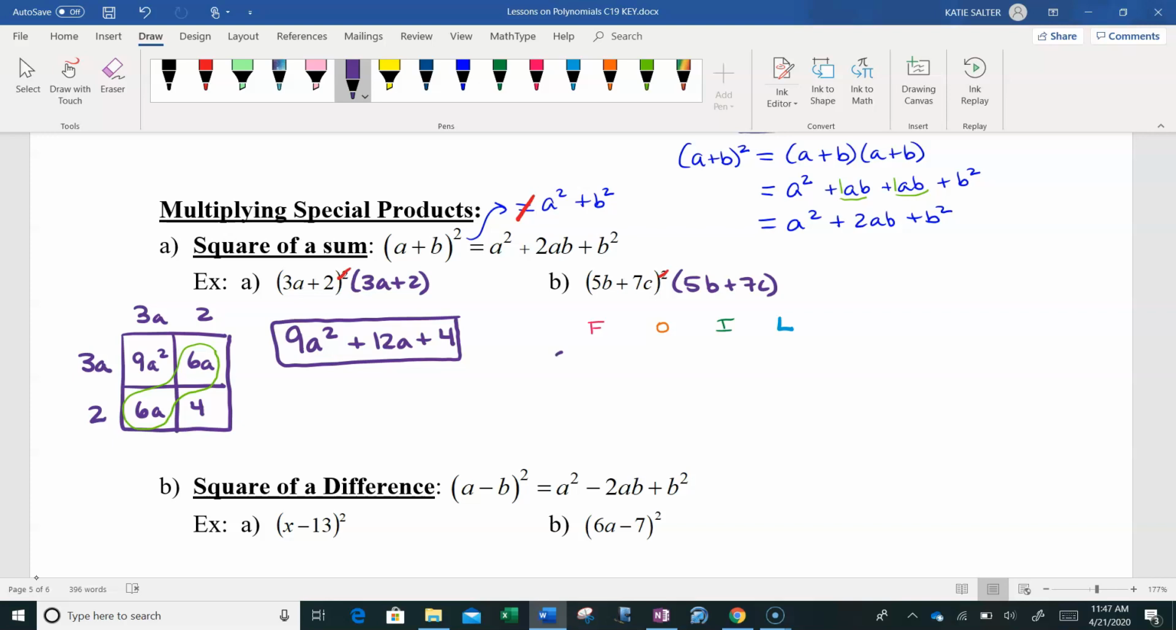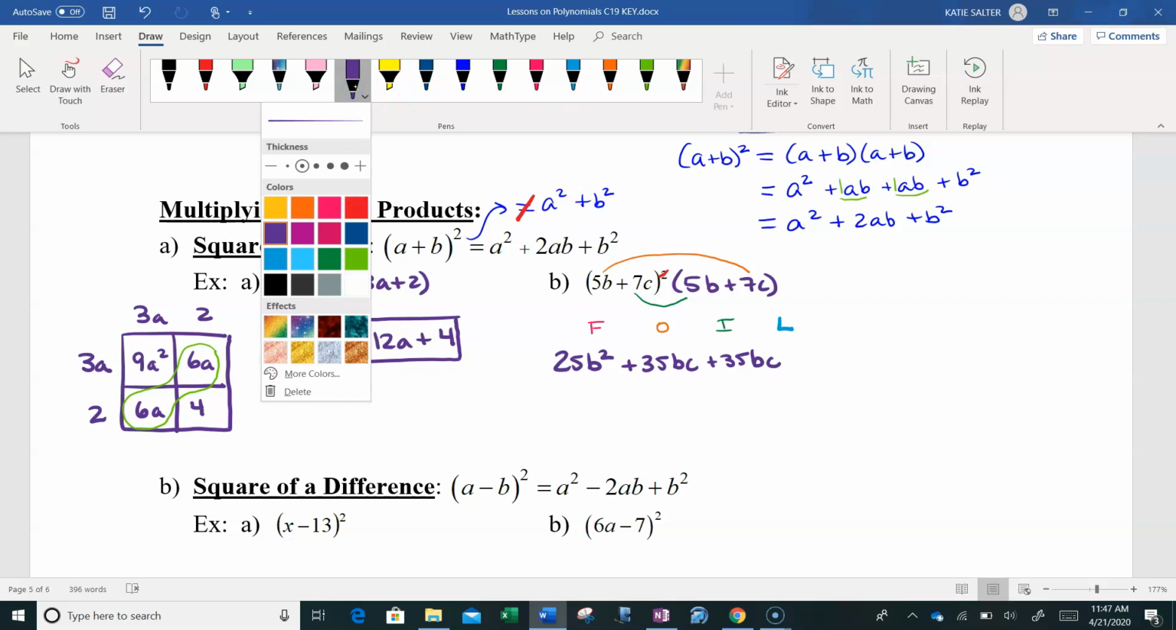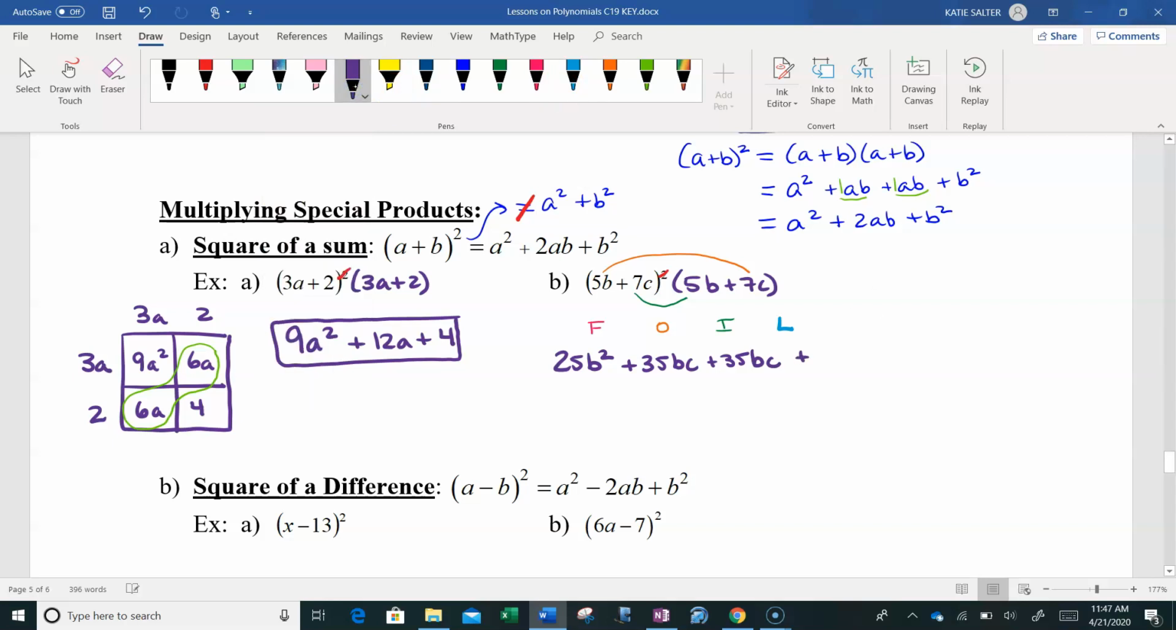5b times 5b would give us 25b squared. For our outside terms, that would be 5b times 7c. So 5 times 7 is 35, and then b times c, we would just write bc. For our inside terms, that would be 7c times 5b, so 7 times 5 is 35, and then c times b, we're going to write alphabetical, bc. And then for last times last, 7c times 7c is going to give us positive 49c squared. Make sure you do the 7 times 7 and the c times c.